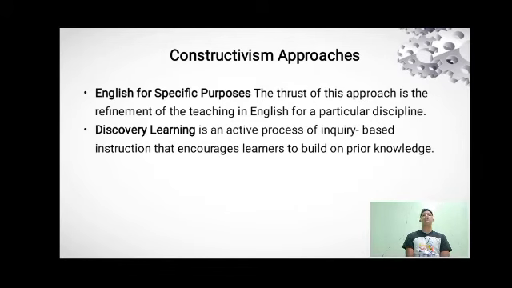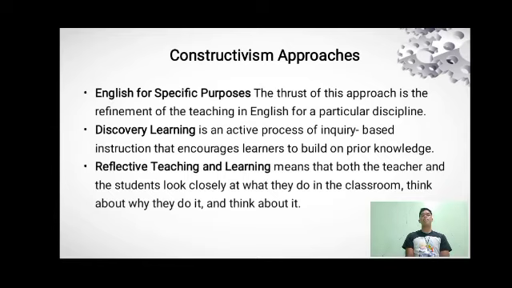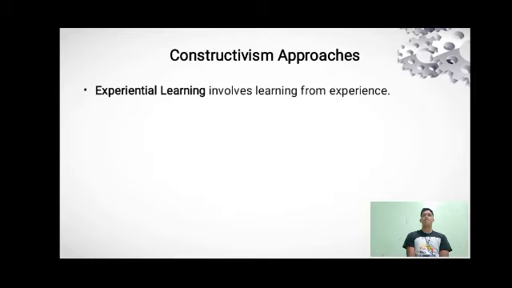Next, we have the reflective teaching and learning. It means that both the teacher and students look closely at what they do in the classroom, and think about why they do it. From the word reflective, they will think, just like when we are doing a reflection paper. Next, we have the experiential learning. It involves learning from experiences. And next, we have modular approaches.